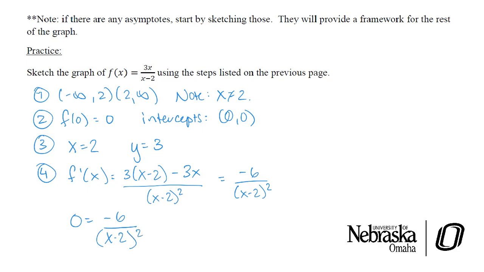But this can't happen, right? There's no solution, so there are no critical points. Now, if we look, we do have a hole at x equals 2. So if we're looking at our number line, they're both negative. So our function is always decreasing. Our slope is always negative. At x equals 2 and a horizontal asymptote. So that gives us an idea of what it looks like.